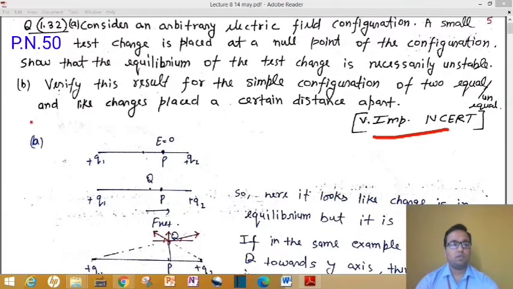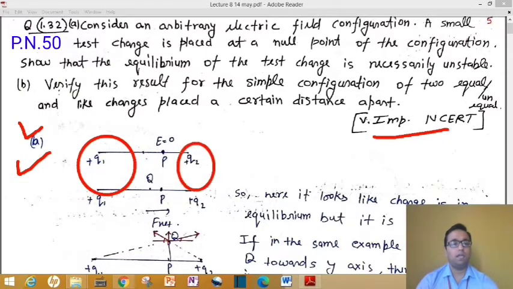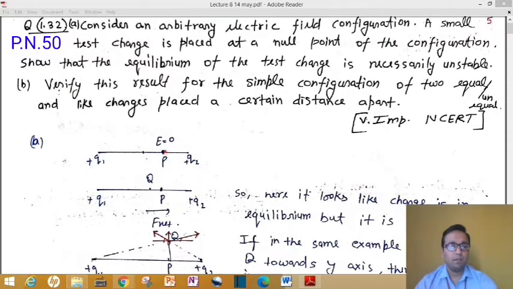So what is given in the question? First of all, I will start with part B because I have already told you this concept, so it is easy for us to start with part B. We have two charges Q1 and Q2, and somewhere here at P we have a null point. Null point you understand very well, that point at which the electric field is 0.